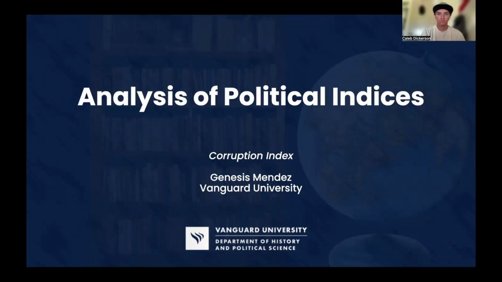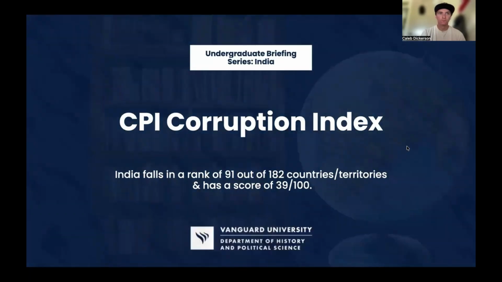So the index is based off of 13 different data sources, including expert assessments as well as business surveys, and it covers over 180 countries and territories. Where India falls on that specifically is in a rank of 91 out of 182 countries and territories, and it has a score of 38 out of 100 on that 100 scale.